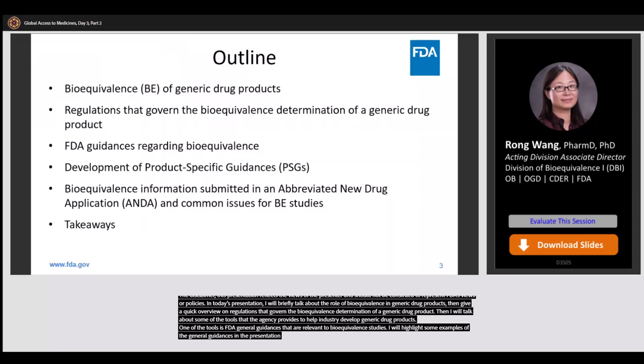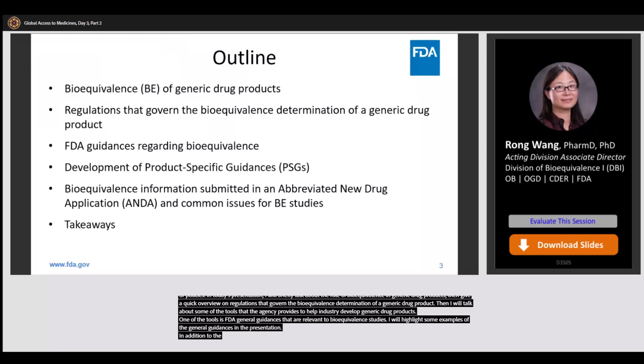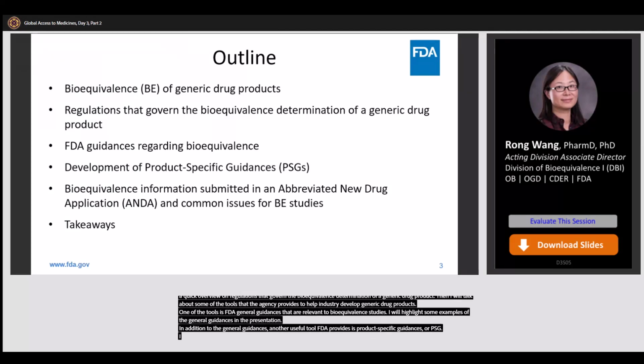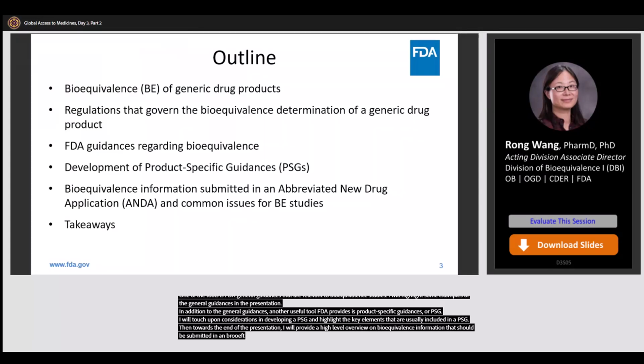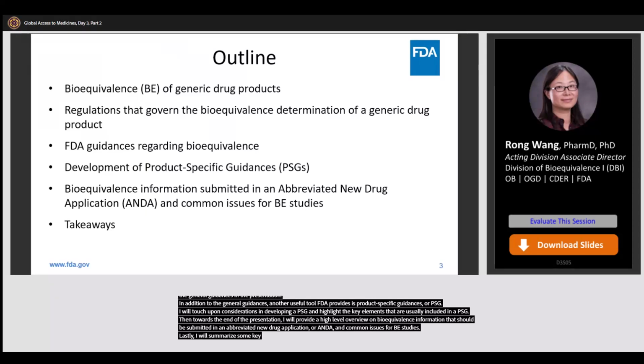In addition to the general guidances, another useful tool FDA provides is Product-Specific Guidances, or PSG. I will touch upon considerations in developing a PSG and highlight the key elements that are usually included in a PSG. Then towards the end of the presentation, I will provide a high-level overview on bioequivalence information that should be submitted in an abbreviated new drug application, or ANDA, and common issues for BE studies. Lastly, I will summarize some key takeaways from today's presentation.